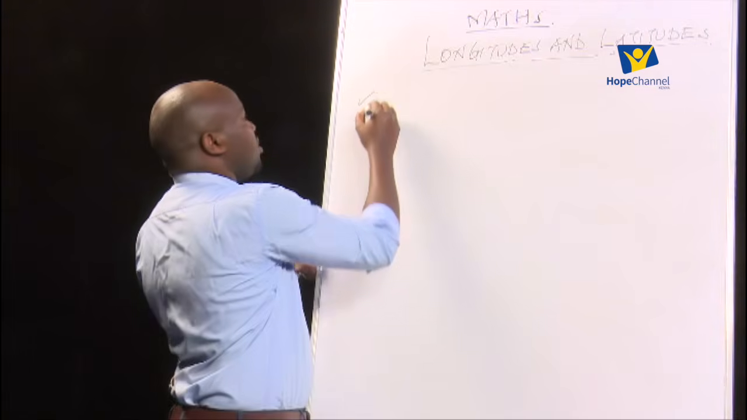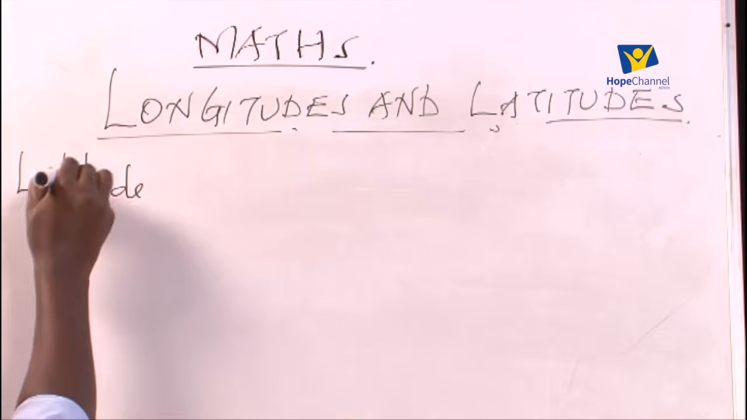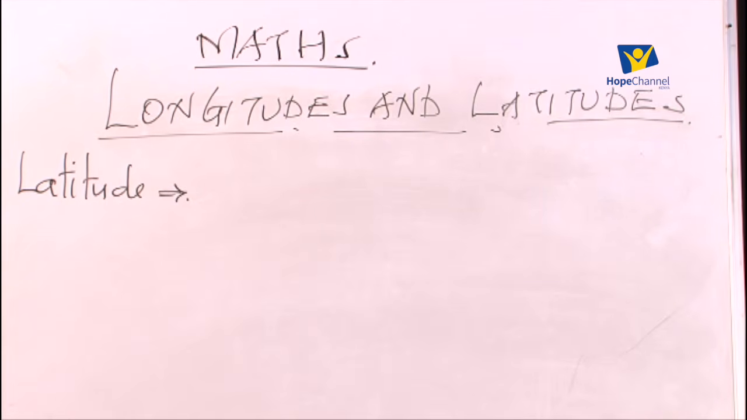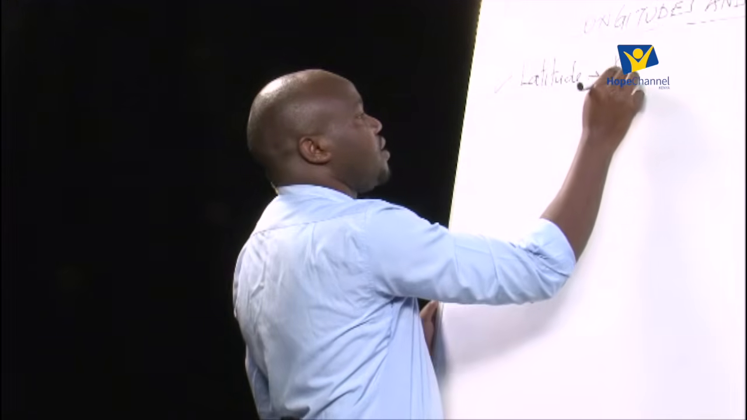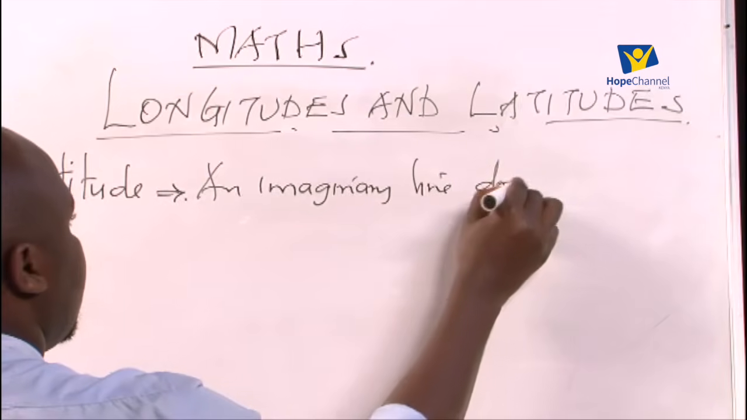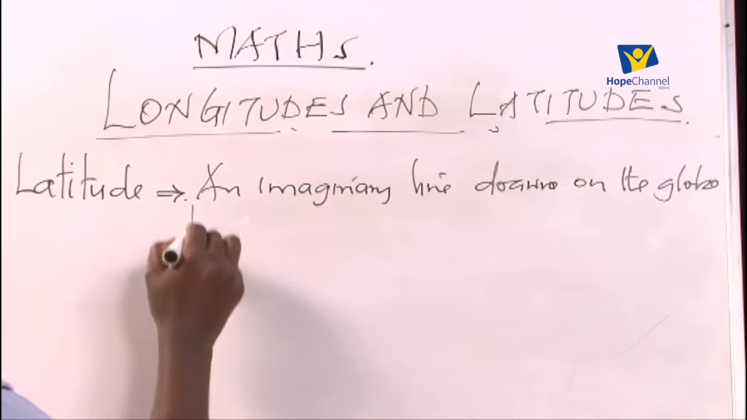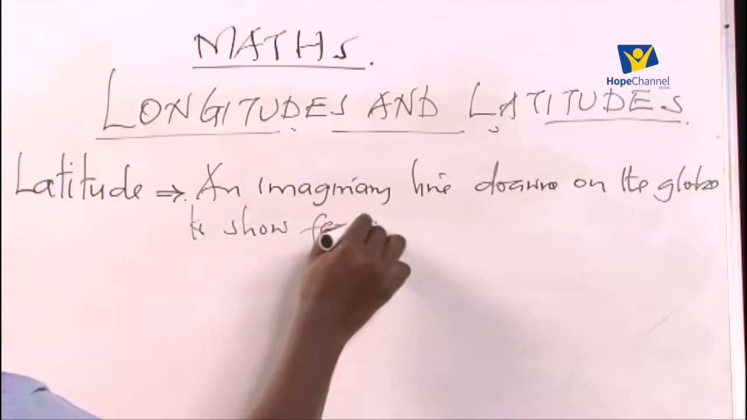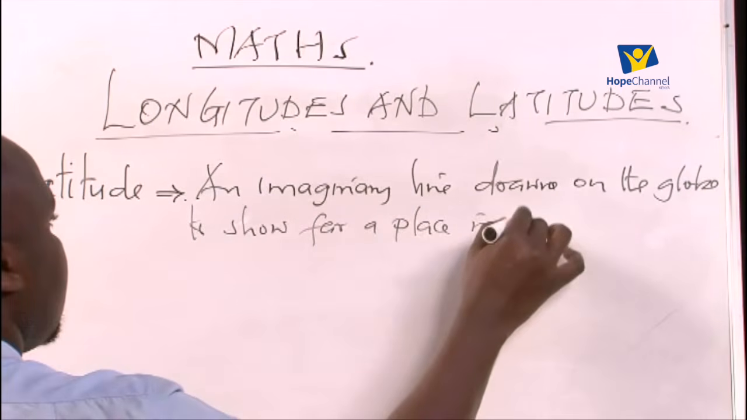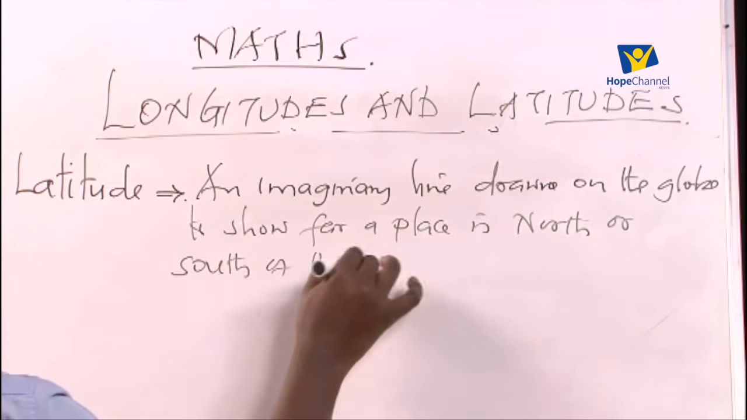So if I borrow information from geography, how do I define a latitude? If you understand what a latitude and a longitude are, then the topic will be easy to go through very fast. So a latitude is an imaginary line that is drawn on the globe to show how far a place is north or south of the equator.